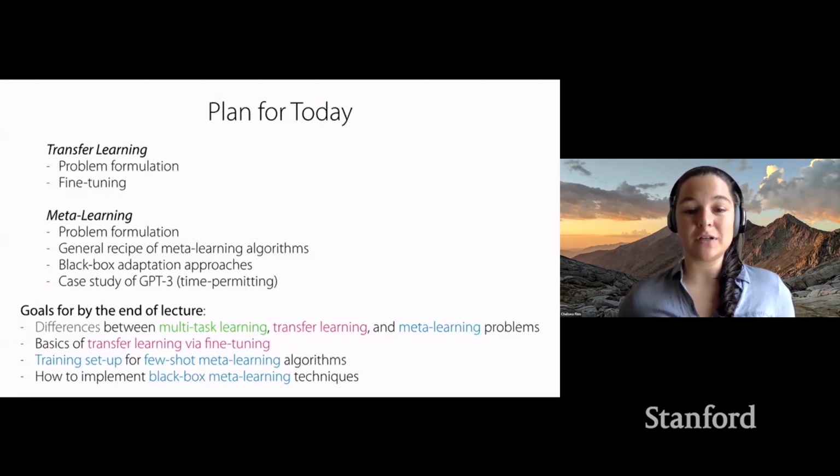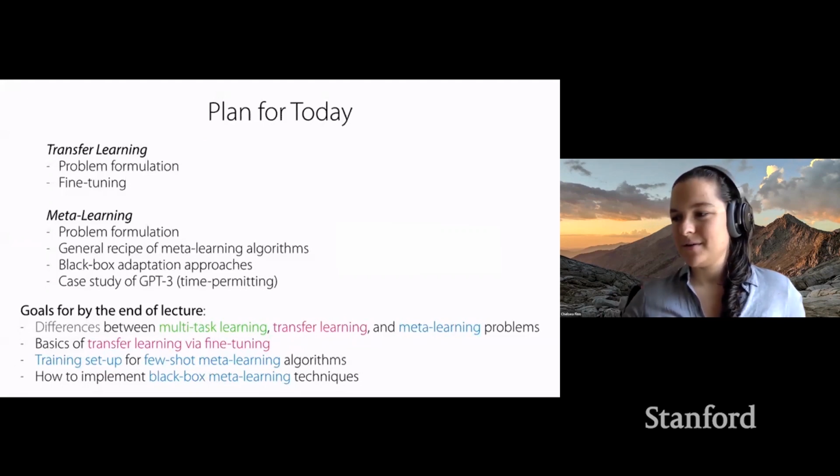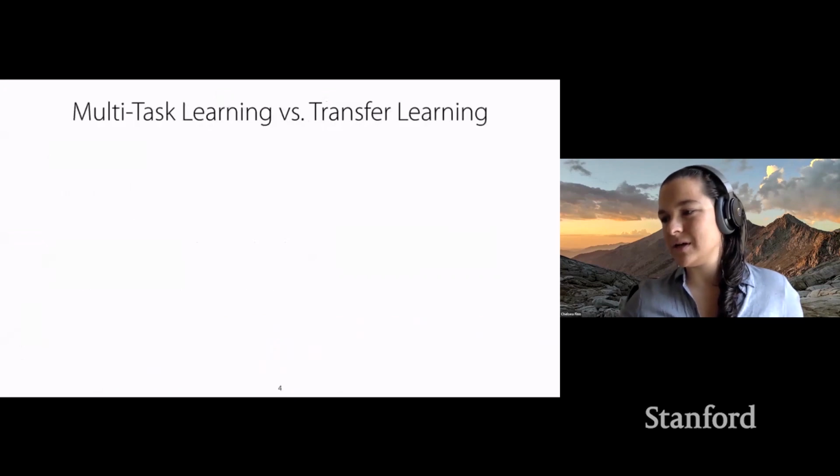By the end of the lecture, hopefully you'll be able to understand the differences between multitask learning, transfer learning, and meta-learning, some of the basics of transfer learning, as well as the training setup for few-shot meta-learning algorithms and how to implement black box meta-learning techniques, which you'll be doing in the first homework. Great, so let's get started with transfer learning.